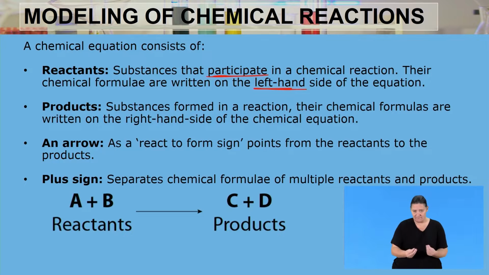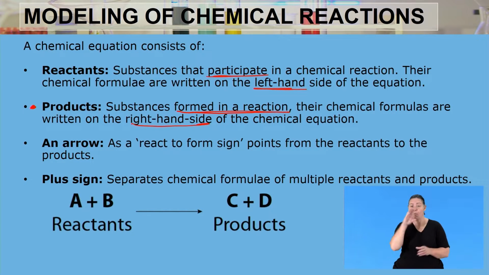Then we also have our second item, which is the products. What are products? Those are substances that are formed in a chemical reaction, and their chemical formulae are written on the right-hand side of the equation. So on the left-hand side we have the reactants, then on the right-hand side we have the products.